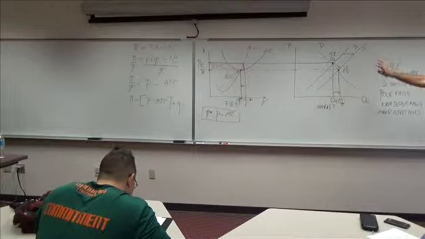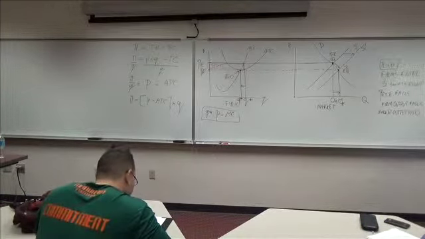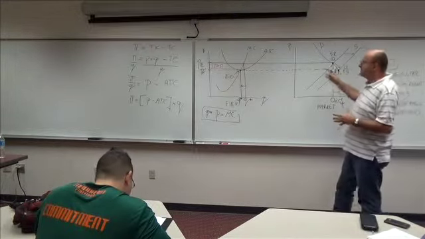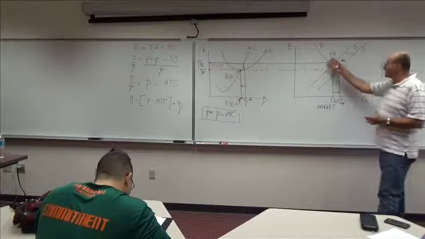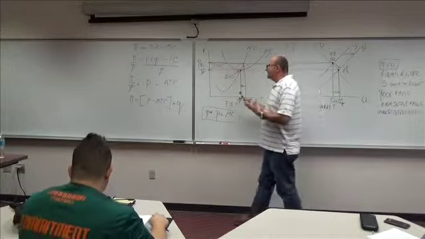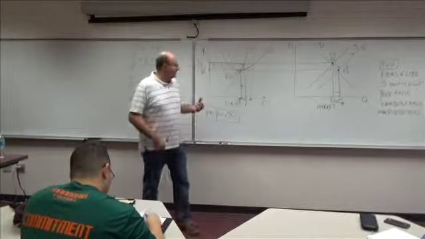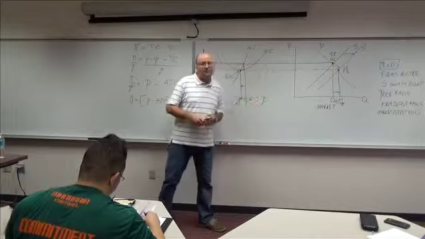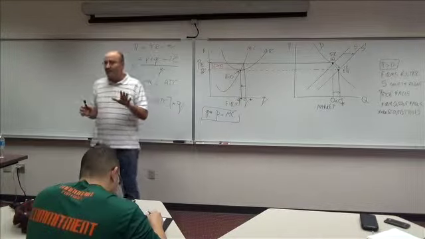Does this make sense, guys? We just showed the transition of an industry from short-run equilibrium to long-run equilibrium, resulting from the attraction of positive economic profit, which results in entry of new firms. Do you have any questions?